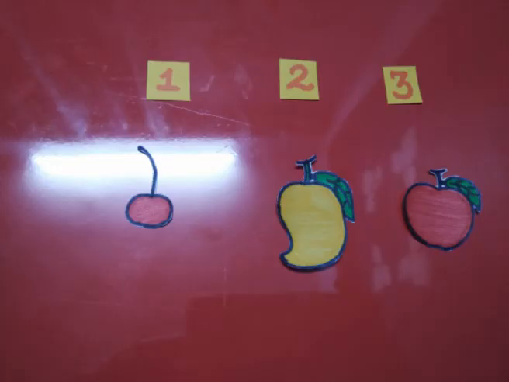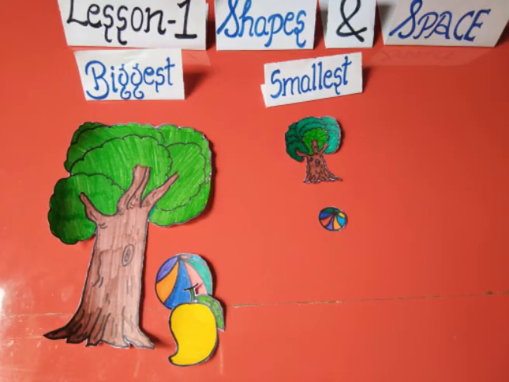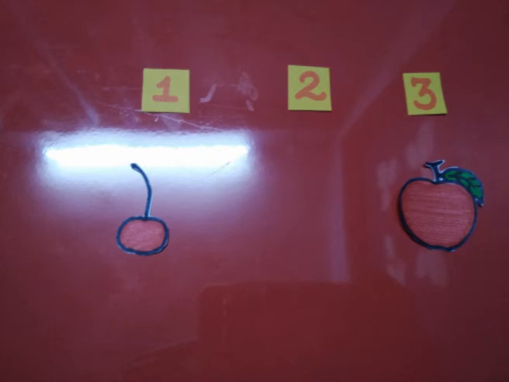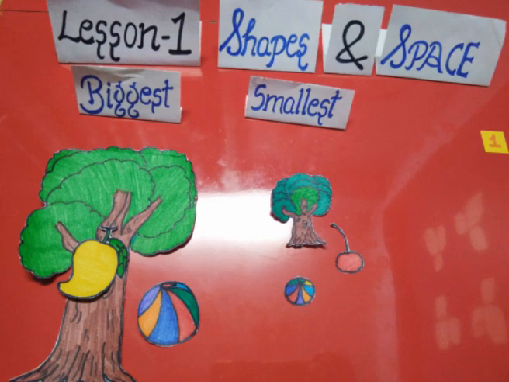Now the next is these fruits. So here we have to check which one is the biggest and which one is the smallest. So the mango is the biggest fruit in these fruits. So now we have one cherry and an apple. So we have to compare these both. So which one is the smallest in these? Yes, the cherry is the smallest one in these fruits.